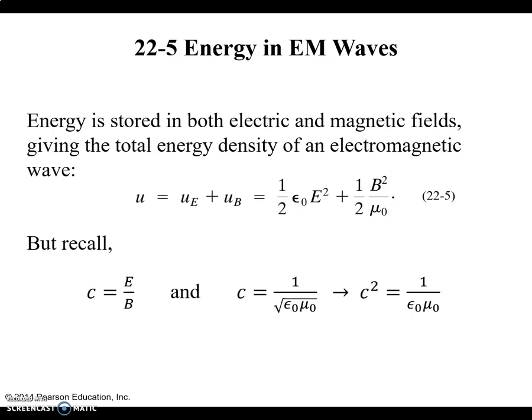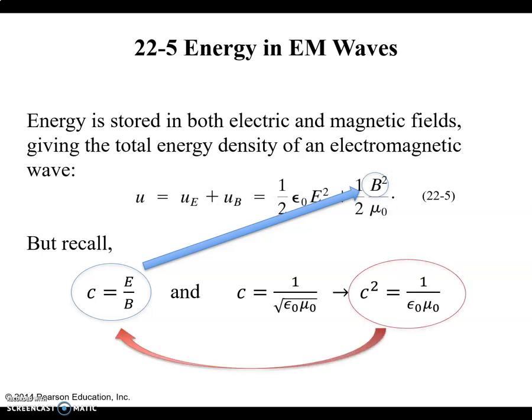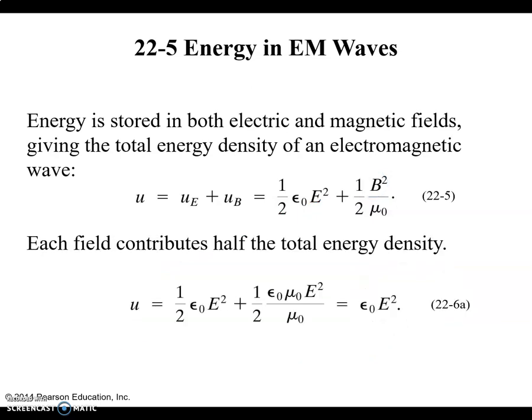But recall that the speed of light is equal to the electric field divided by the magnetic field, and that the speed of light is 1 divided by the square root of epsilon naught times mu naught. If we solve for the magnetic field in the first equation and substitute it into the second, then we have a solution only in terms of the electric field. Further, we could use Maxwell's equation for the speed of light to eliminate that variable as well.